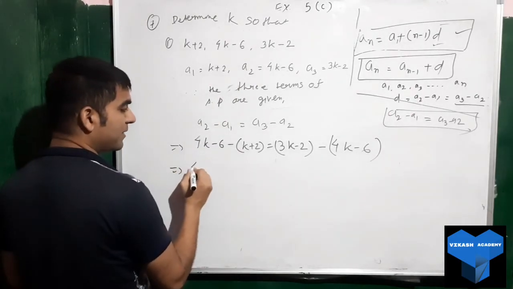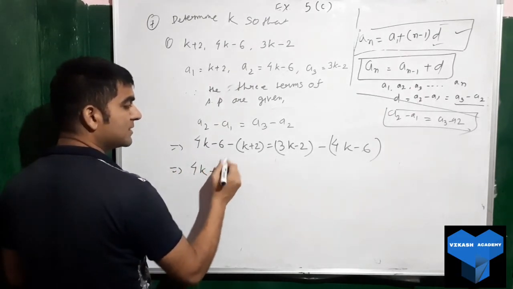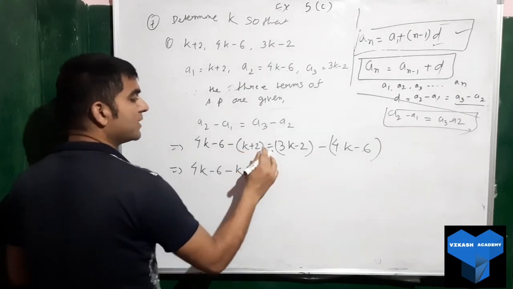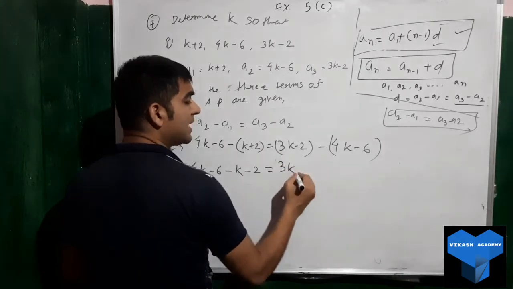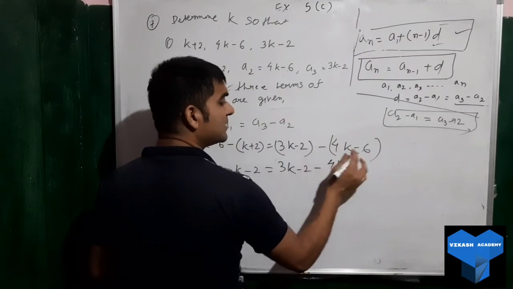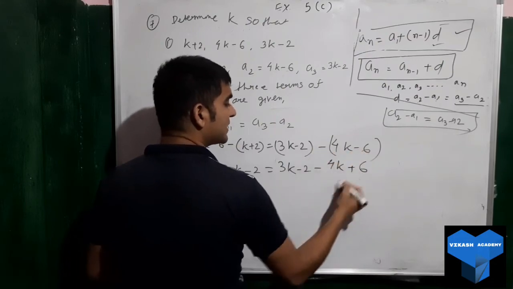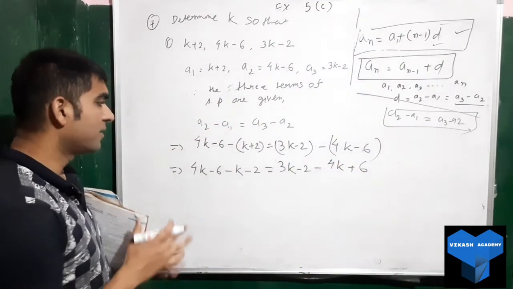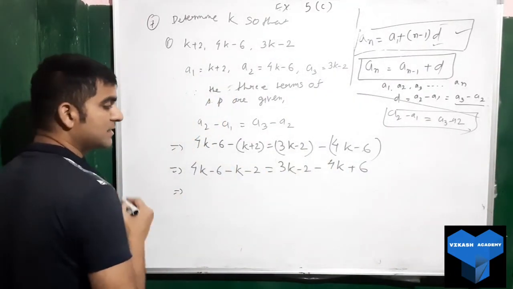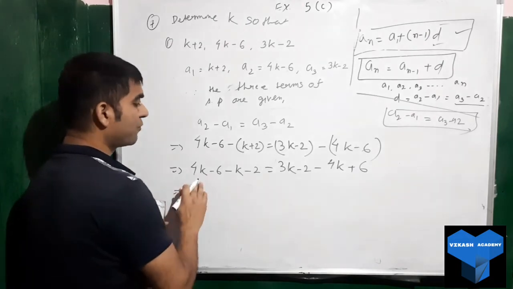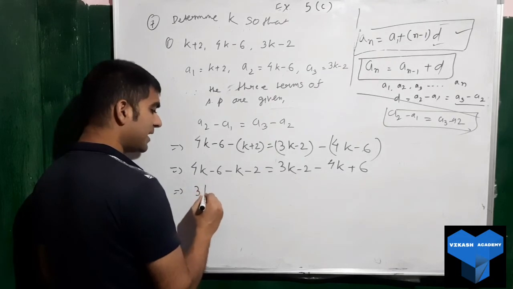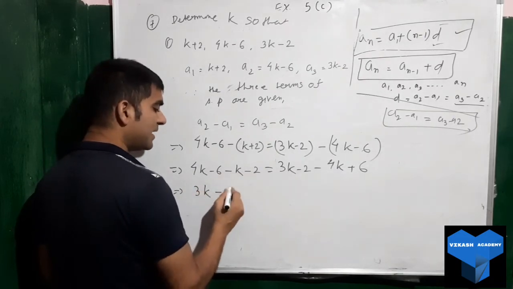So 4k will be 4k, minus 6 you will write minus 6, minus into plus will be minus k, minus into plus will be minus 2, equal you will write equal. 3k will be 3k, minus 2 will be minus 2, minus into plus minus 4k, then minus into minus plus, then 6 will be 6. So be sure with the sign, don't make a mistake with the sign, otherwise we will not get the answer here. So let us see, we have 4k minus 1k or k. So 4k minus 1k will be 3k. Minus 6 minus 2 will be minus 8.